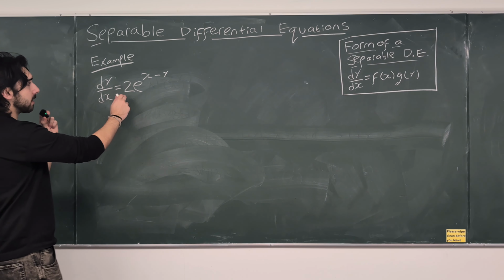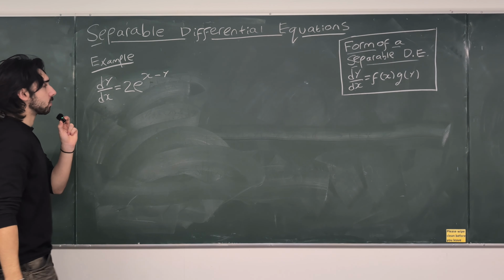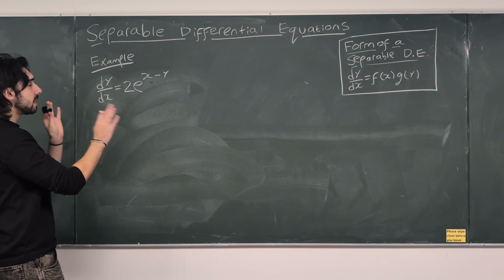So dy dx equals 2e to the x minus y. Immediately, it doesn't look like it might be in that form, but it actually is, because we can rewrite it as dy dx equals 2e to the x divided by e to the y, or if you want, that's 2e to the x times e to the minus y. So it is in that form. Okay, you just got to be a bit careful and observant.